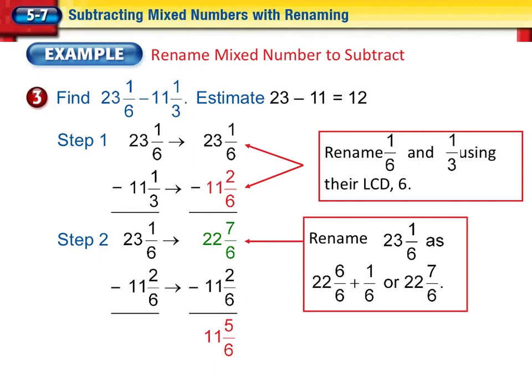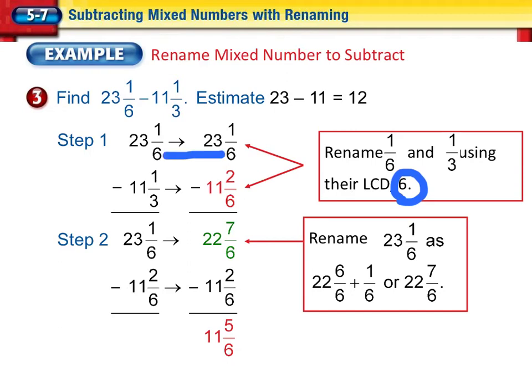The first thing I notice is that we have 23 1/6 and 11 1/3. Our denominators are different, so we need to find the least common denominator. It just so happens that the least common denominator is 6. So we're going to make both of our fractions equivalent to 6. Let's look at that.